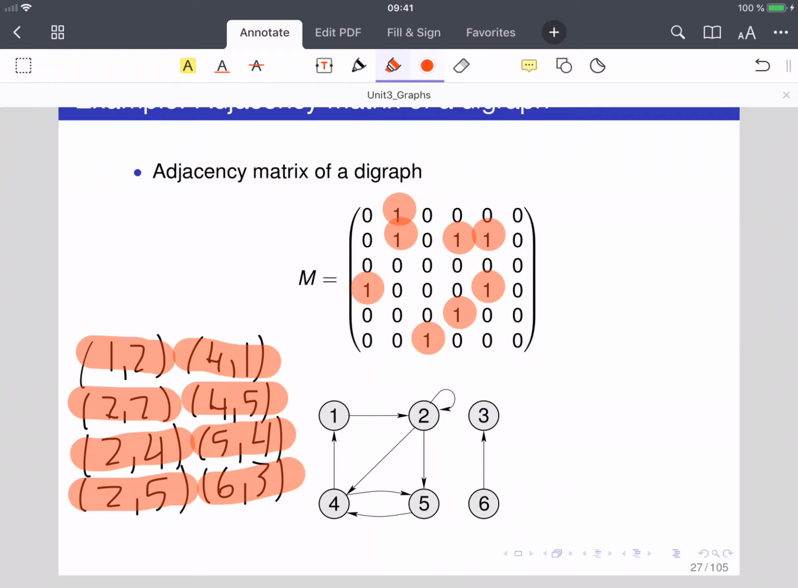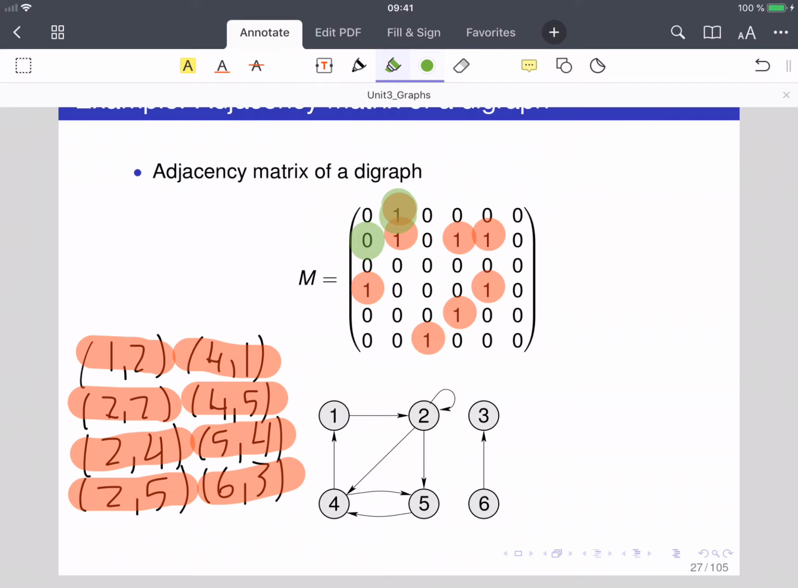Also notice that this matrix is not symmetric. For instance, let me use a different color. We have this one here, but we have a 0 in the symmetric position. We have a 1 in position 1, 2, but we have a 0 in position 2, 1.